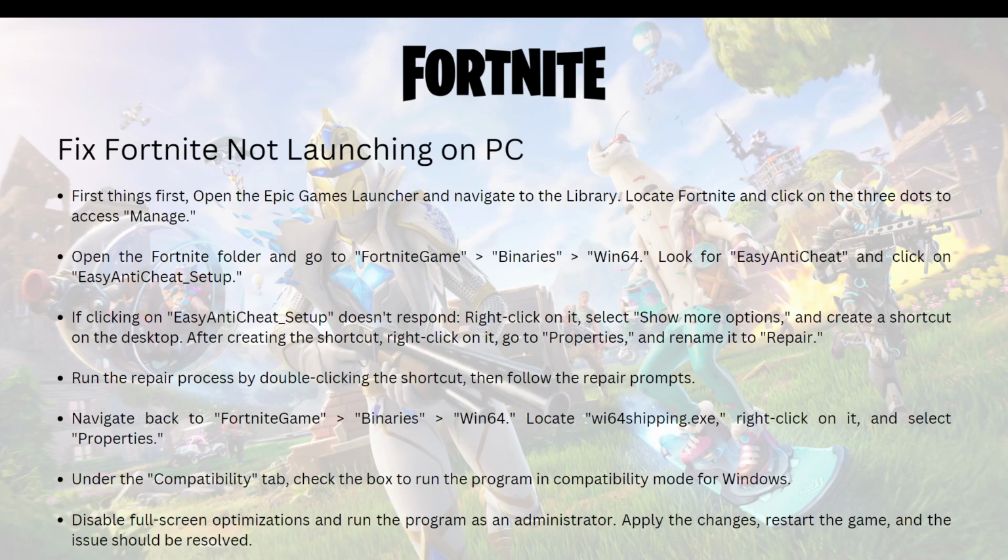Navigate back to Fortnite Game, Binaries, then Win64, and locate the Win64 shipping.exe. Right-click on it and select Properties.